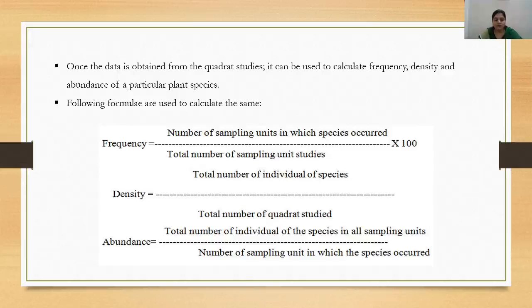Then for density, the formula is total number of individuals of species in all quadrants divided by total number of quadrants studied. So it will give us the density. And for abundance, the total number of individuals of the species in all quadrants studied divided by number of quadrants in which the species occurred. This will give us the abundance. So using these formulas, we can calculate or measure the frequency, density, as well as the abundance of a specific species present in the quadrant.